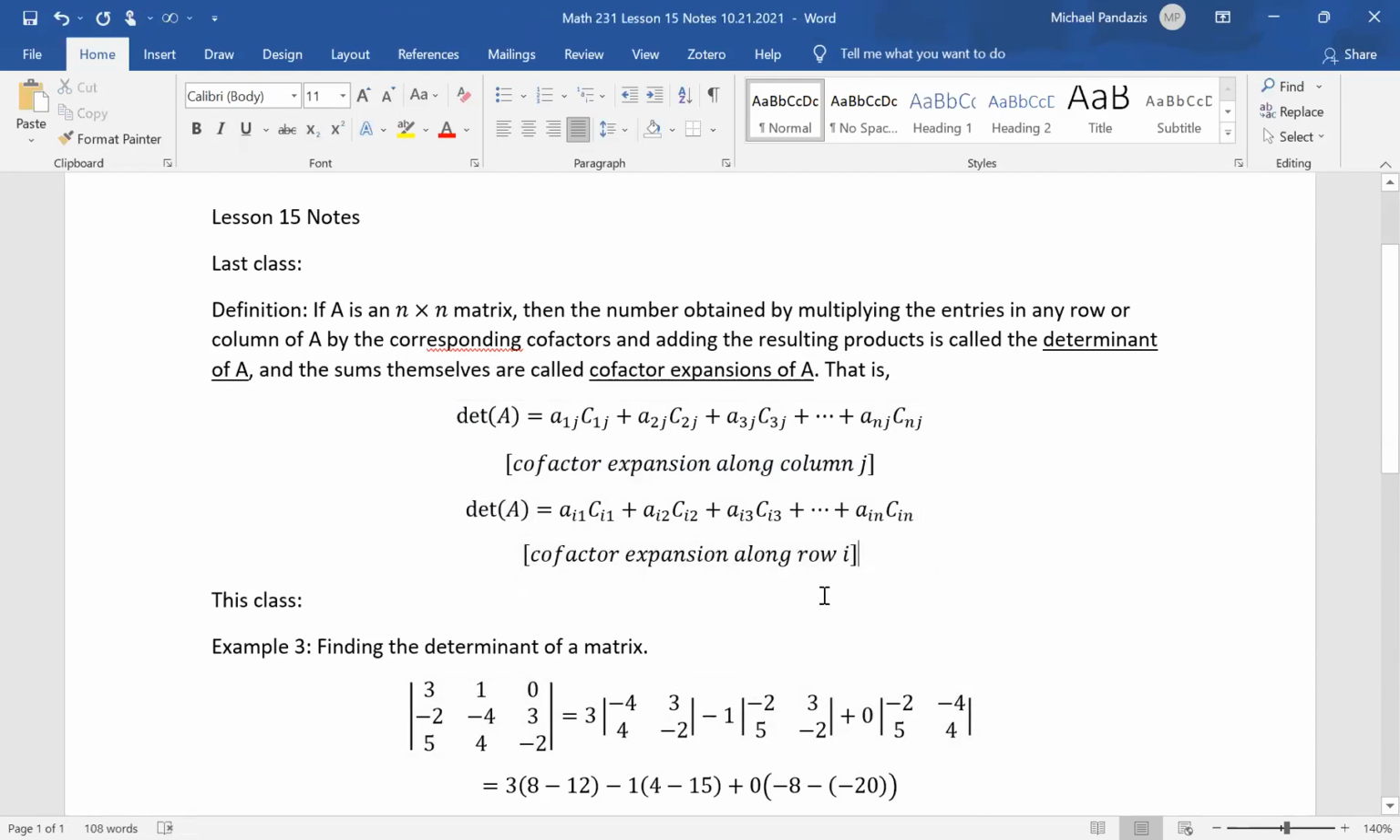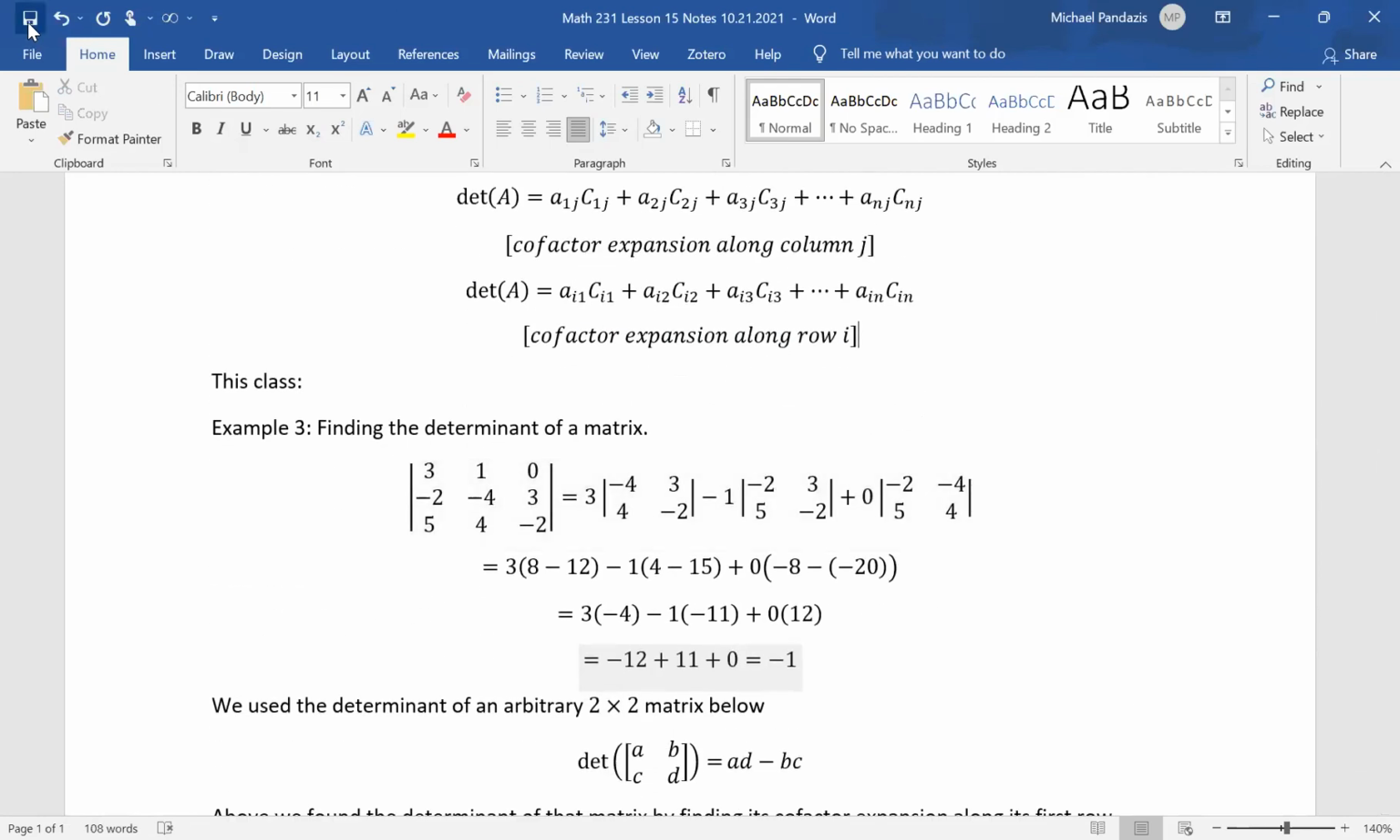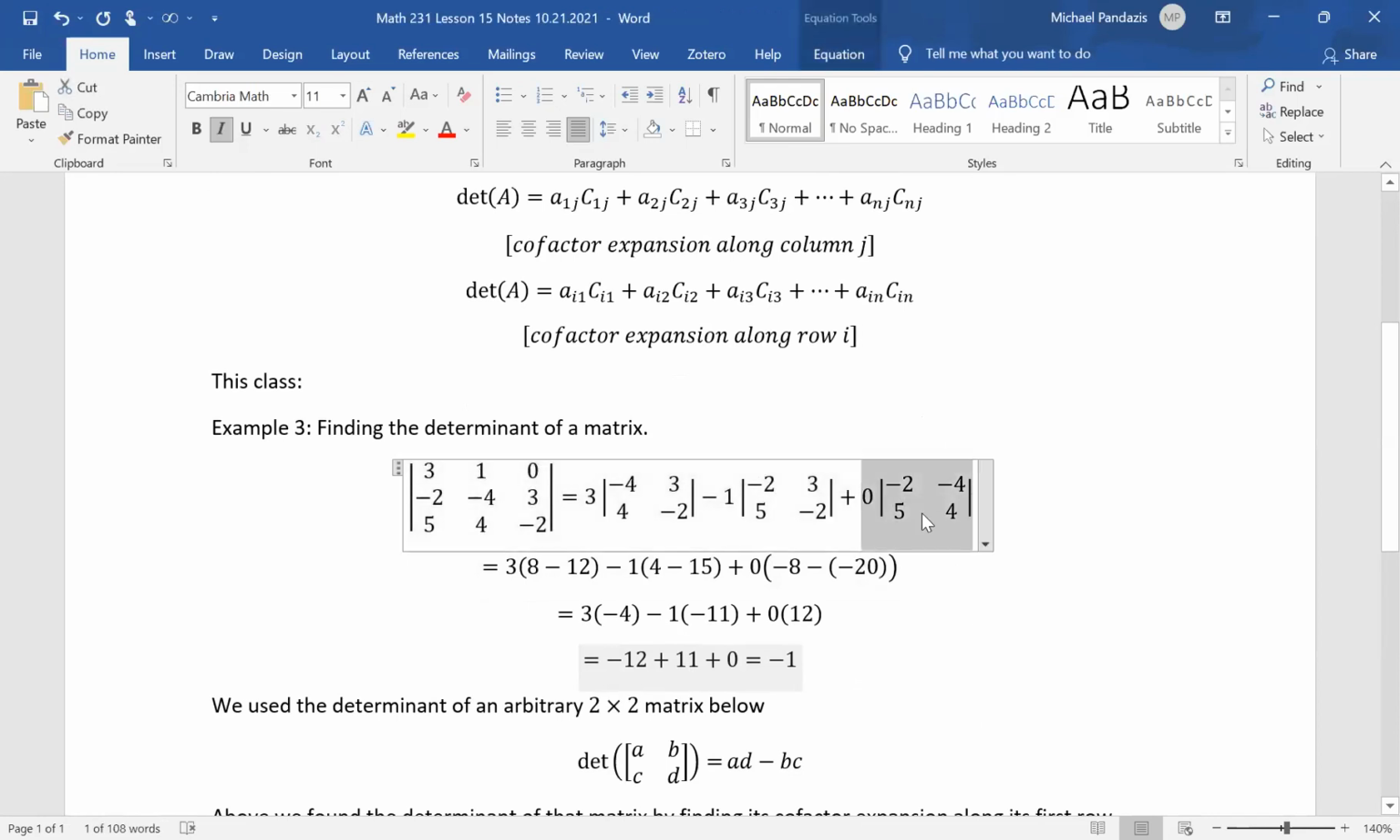Okay. Thank you. Another thing, though, you have a choice between any row or any column you want to choose. I chose the first row because it has a 0 in it, which means that when you add products, one of the products is 0 times something, which has to be 0. Okay. Make sense? Okay.